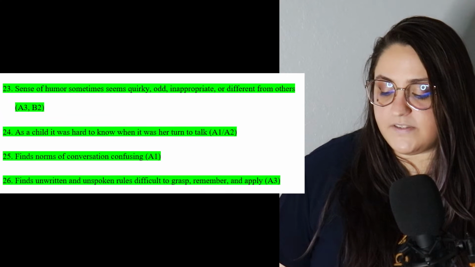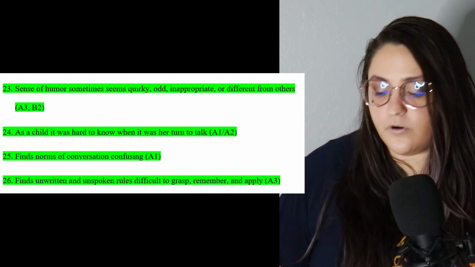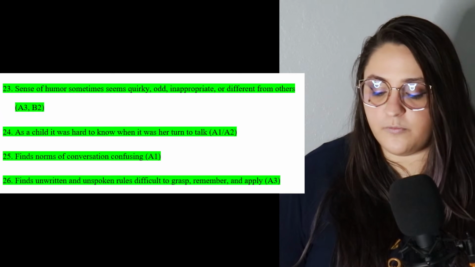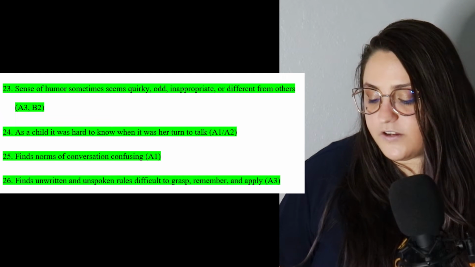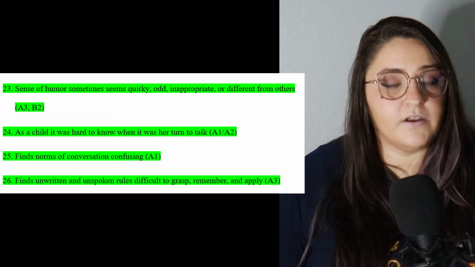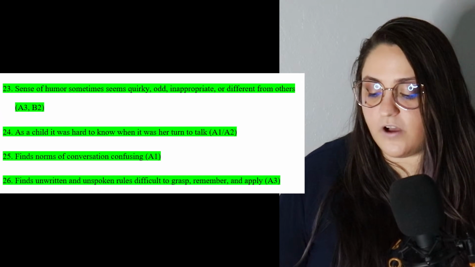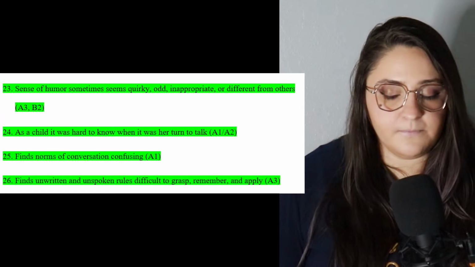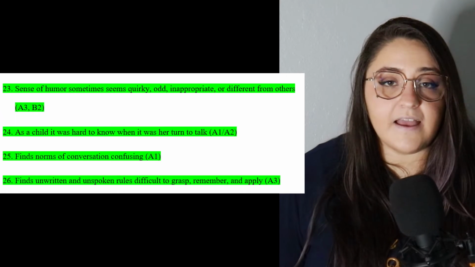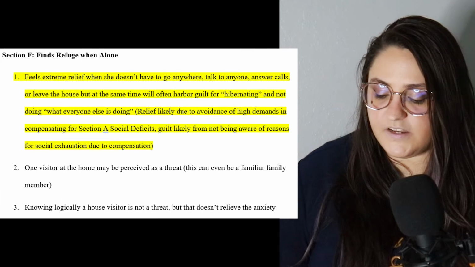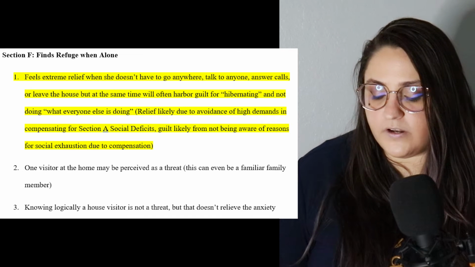Sense of humor sometimes seems quirky, odd, inappropriate, or different from others. I put this one under both A3 and B2 as possibilities. As a child, it was hard to know when it was her turn to talk. A1, A2. Finds norms of conversation confusing. A1. Finds unwritten and unspoken rules difficult to grasp, remember, and apply. Put that under A3.